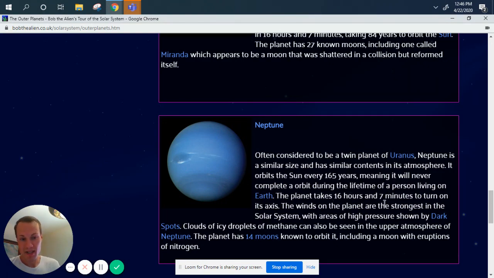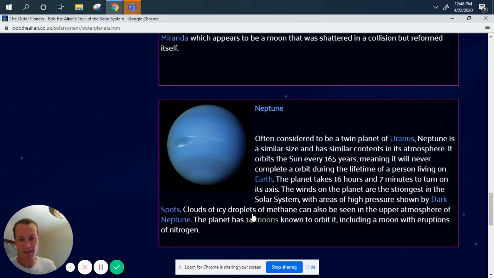The planet takes 16 hours and 7 minutes to turn on its axis, so still spinning very fast, but it just has to go a long ways around the sun. The winds on this planet are the strongest in the solar system, with areas of high pressure shown by dark spots. So you see these dark spots, that's where there's huge wind storms just blowing and blowing and blowing. Clouds of icy droplets of methane can also be seen in the upper atmosphere of Neptune. So it almost has like snow, but not made out of water, made out of methane. This planet has 14 moons, including a moon with eruptions of nitrogen, like a volcano.